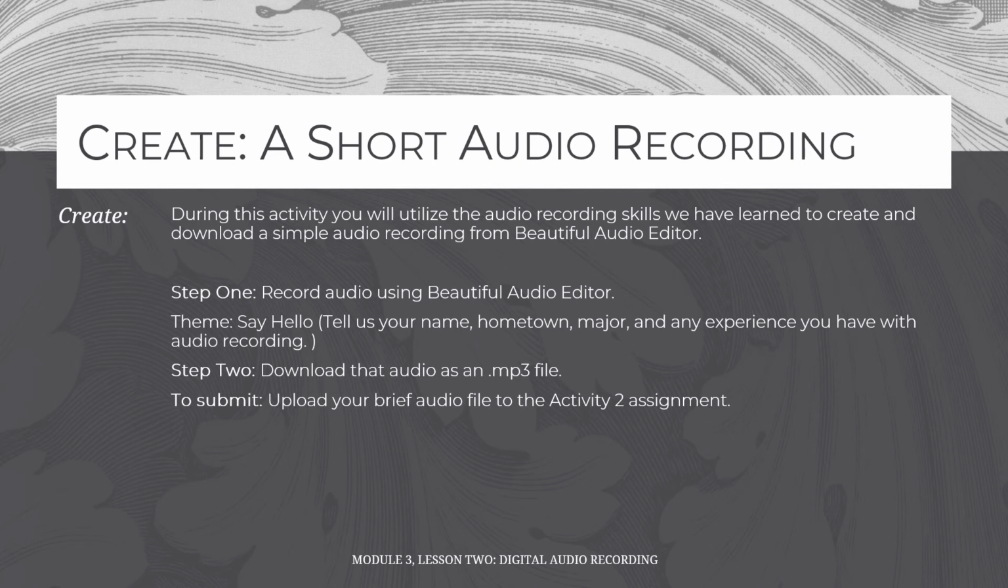Now that we've learned a bit about recording, it's your turn to create an experiment. You will utilize the audio recording skills we have learned to create and download a simple audio recording from Beautiful Audio Editor. Begin by recording some audio using BAE. In your recording, say hello. Tell us your name, your hometown, your major, and any experience you have with audio recording. Then, download that audio as an MP3 file and upload it to the Activity 2 assignment on Icon. This will ensure you know how to do everything required to be successful in the second half of our audio editing lessons.